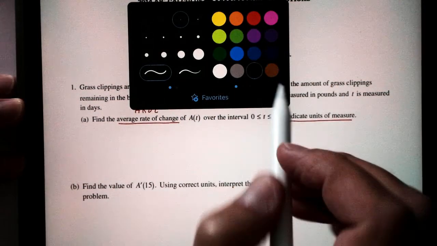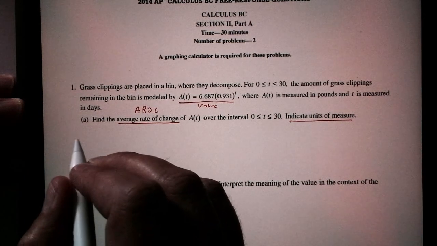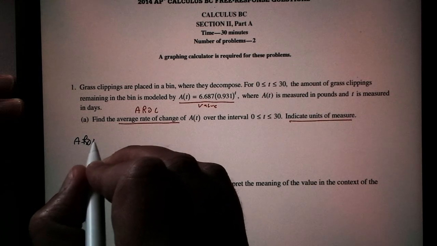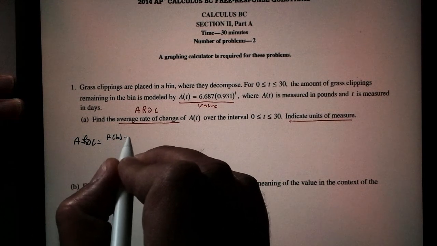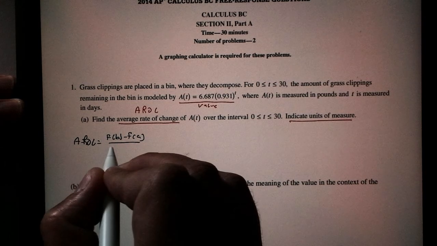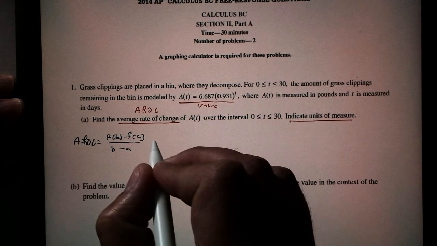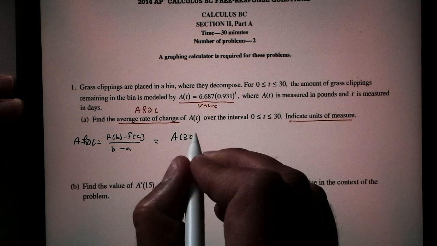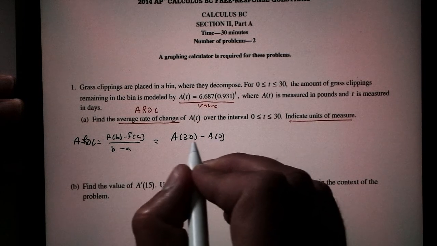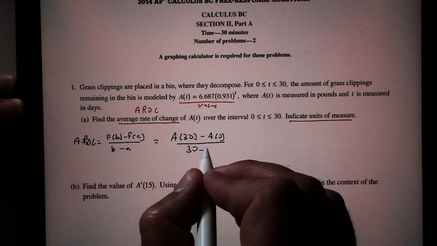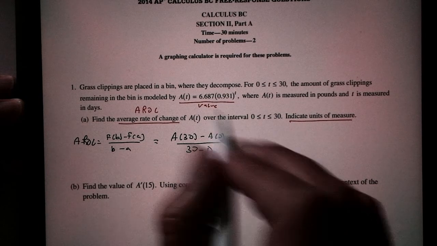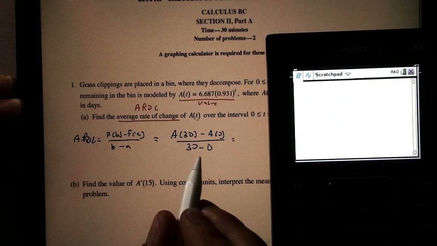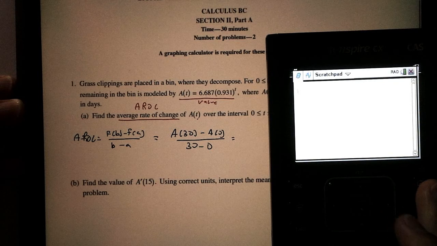And so to answer this question, we're just going to use our average rate of change formula. So we should remember, if you need to, what AROC is. Average rate of change is just your slope formula, f of b minus f of a over b minus a. So for us, we're going to use A of 30 minus A of 0 over 30 minus 0. Now this is a calculator question again, so they don't expect you to do this in your head. But you do want to write out your formula right here. But the rest can be done on calculator.